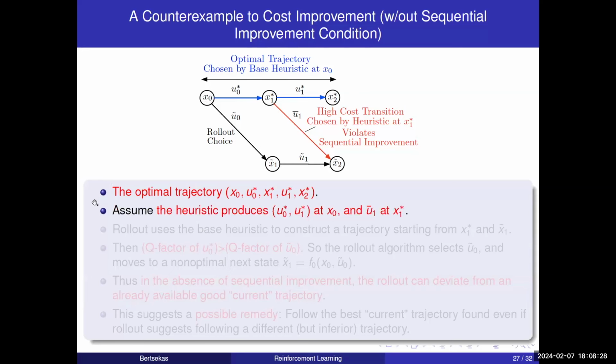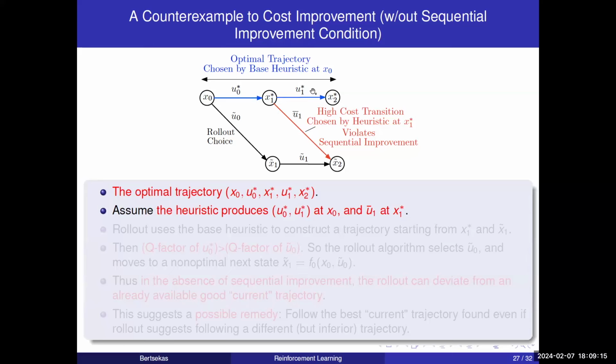And assume that the heuristic tells you, if you're starting at x0, to pick u0 star, and then when you're at x1 star, it tells you to pick u1 star. So in other words, if you're starting at x0, the heuristic tells you to do the optimum thing. However, if you start at x1 star and you run this heuristic, it tells you to do something different. It tells you to go along this edge to x2 tilde and to pick this control u1 bar. And this edge has a really high cost.